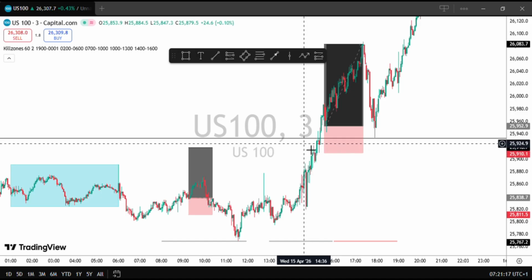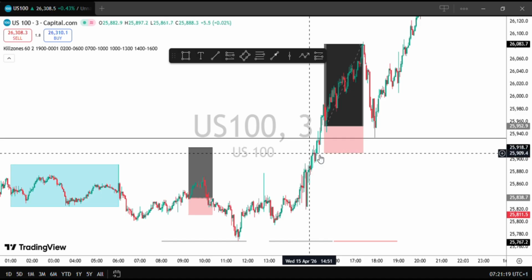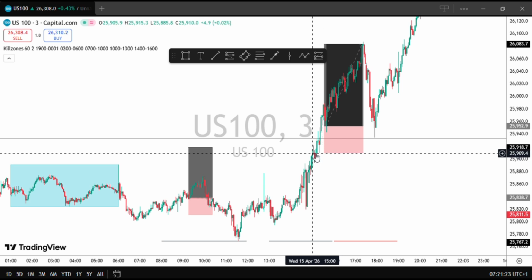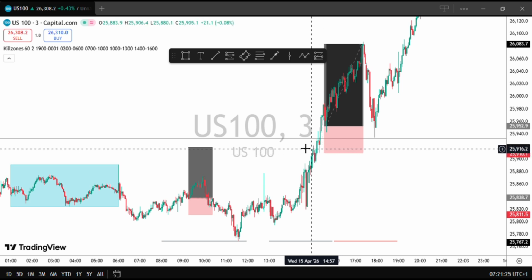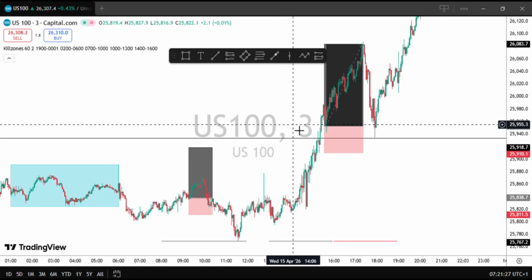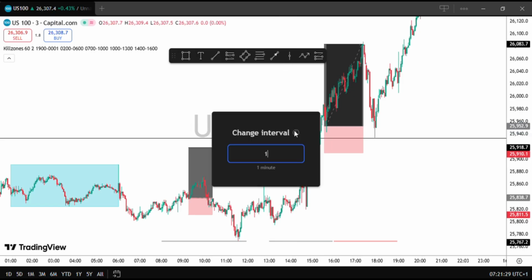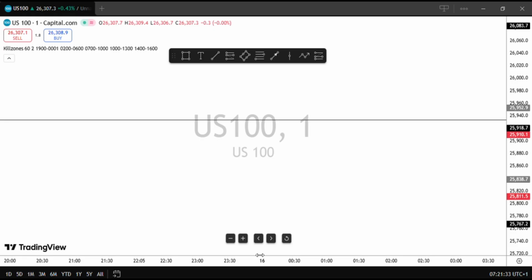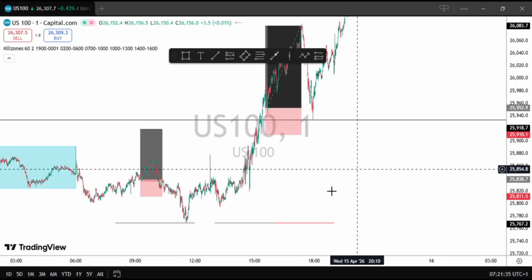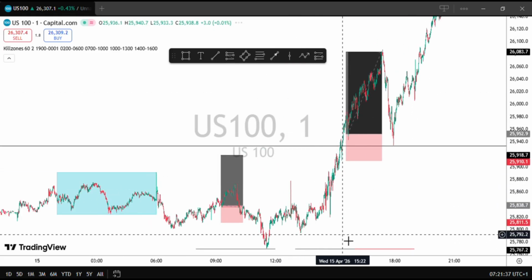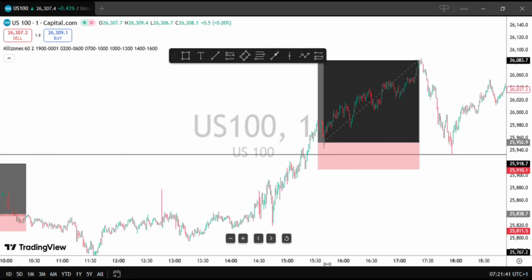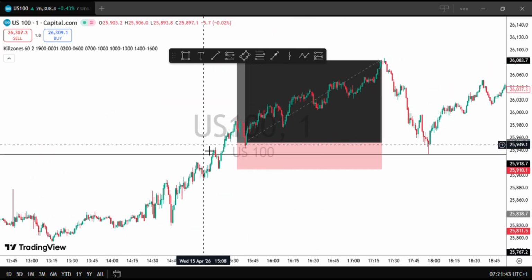This was a previous fair value gap on ITH that formed, the ITL rather, that formed. So this is a low that market shouldn't come back to visit. So we have, let me go to a lower time frame. So we'll see clearly on a 1 minute time frame.